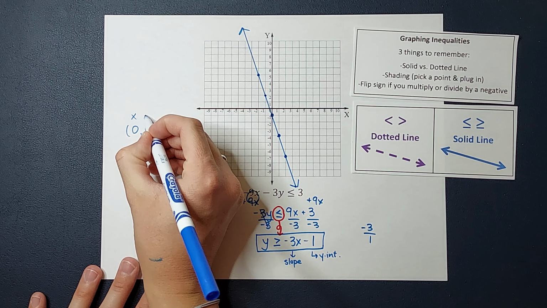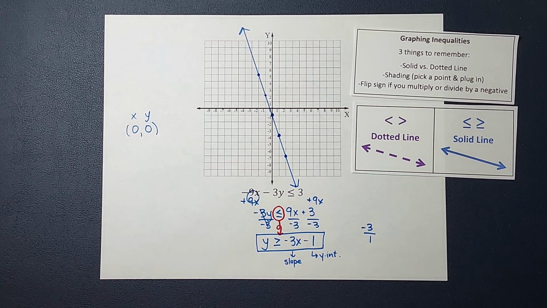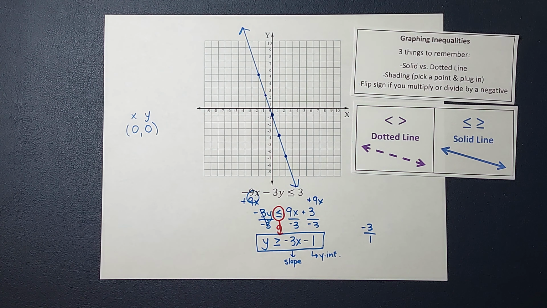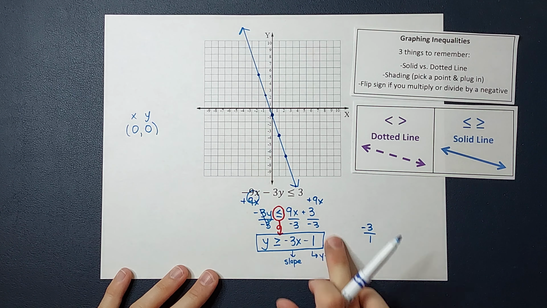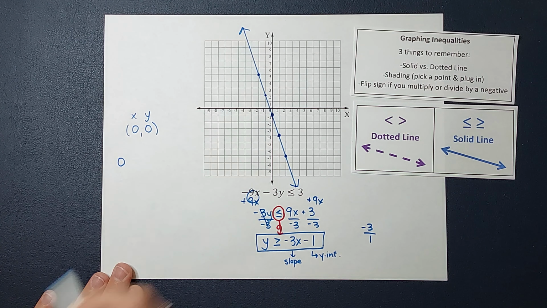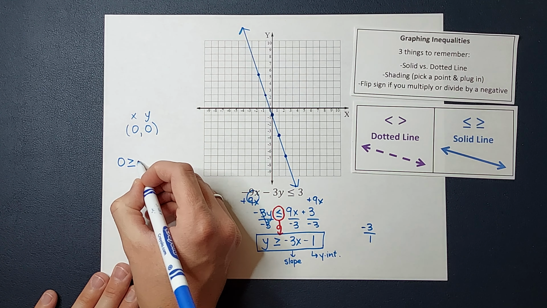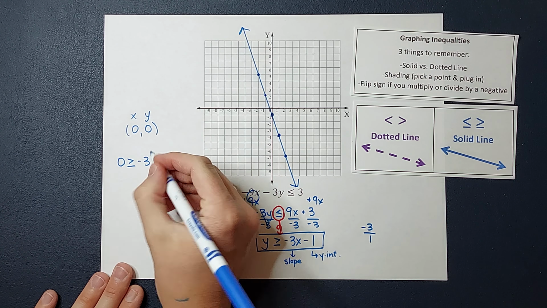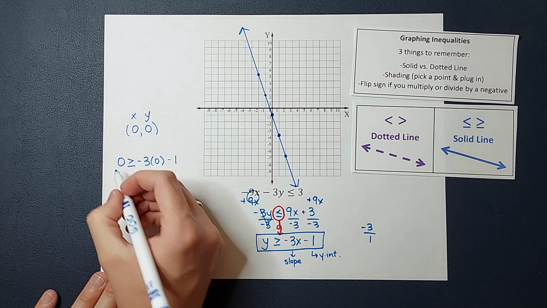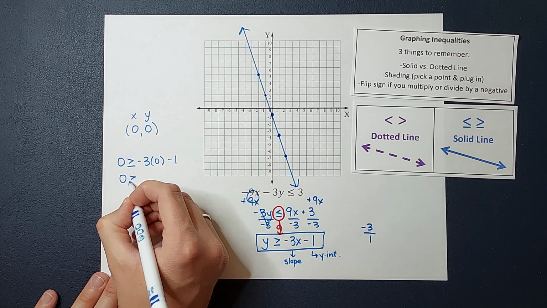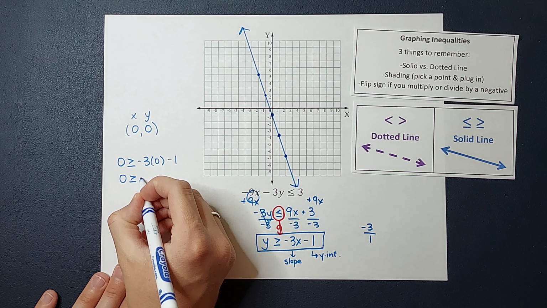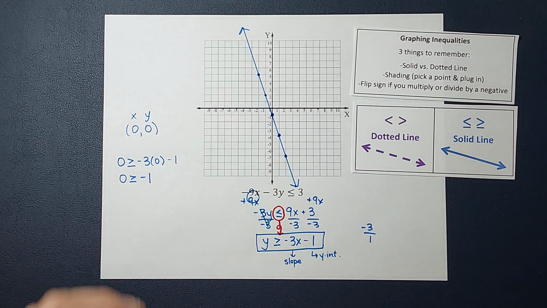So we've got X and Y. I know they're the same, but I like to label them anyway. We can plug it into our original one, or the one we converted. It doesn't matter. You'll end up with the same thing. I'm just going to use this one. So I'm going to have Y, which we are plugging in 0, is greater than or equal to -3 times X, we're plugging in 0, minus 1. I've got 0 is greater than or equal to -3 times 0 is just 0, minus 1. So I'm going to end up with 0 is greater than or equal to -1.